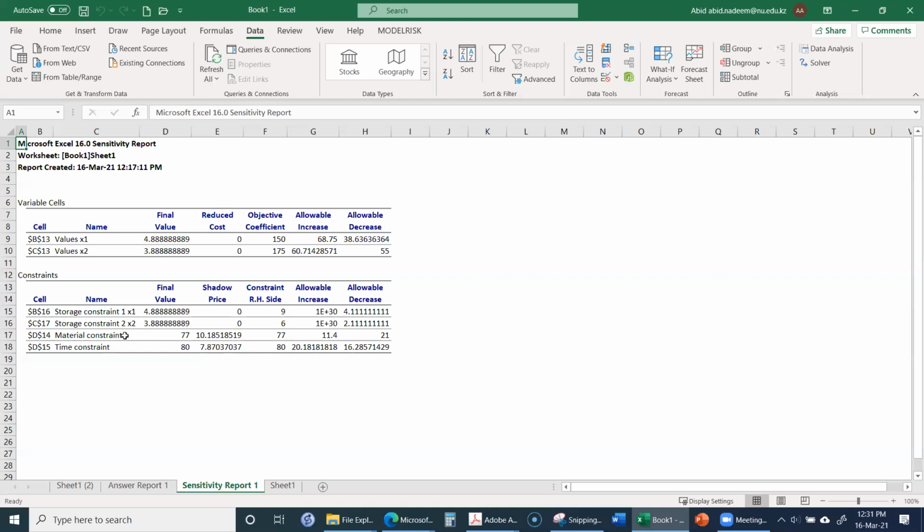Since the shadow price for the material constraint is higher than for the time constraint, this problem is more sensitive to the material constraint. That means if we want to increase our profitability, we can focus more on increasing the material availability, rather than spending more time, because more time will only increase profit by 7.87, but having more materials available at our site gives us more profit in this case.